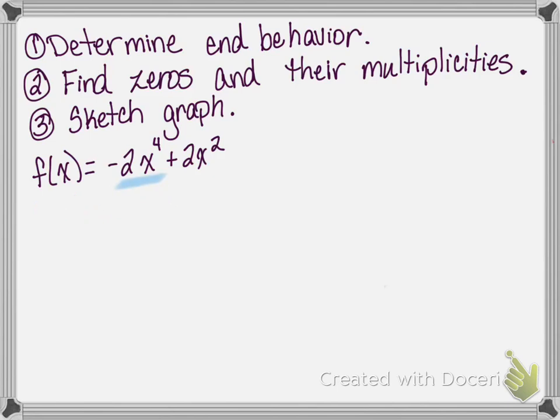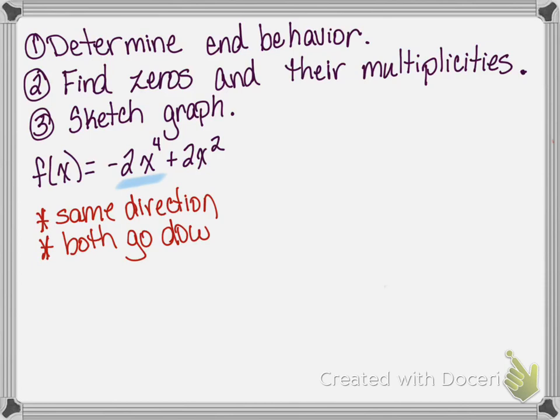Okay, so we've got negative 2x to the fourth. That tells me 2 things. What does it tell me? In end behavior, they both go down. Actually, you told me what I needed to know. They both go down. So my end behavior is that my ends go in the same direction, and they both go down. Okay? So that is the answer to the first part of this.